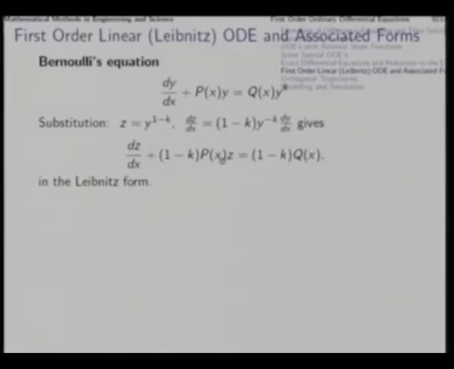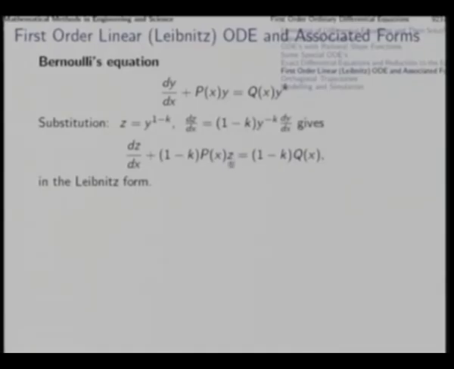Dz by dx plus this will substitute, converting this equation into this form. How? Say we multiply this equation with 1 minus k y to the power minus k. Then this y to the power minus k multiplied here will get rid of it, 1 minus k will remain. Here also 1 minus k will remain, and y multiplied with 1 minus k and y to the power minus k will give z here. So 1 minus k, px will remain and z will come.